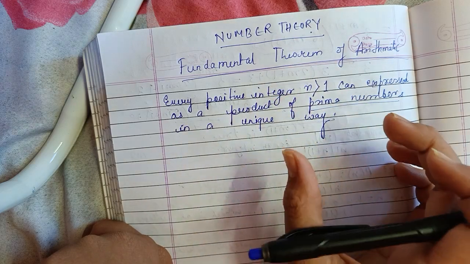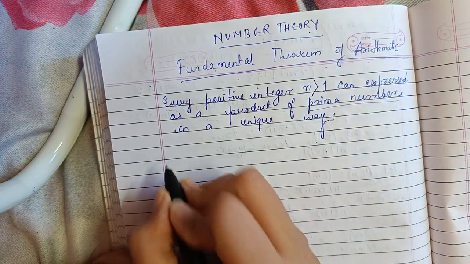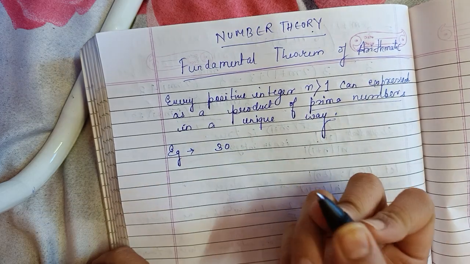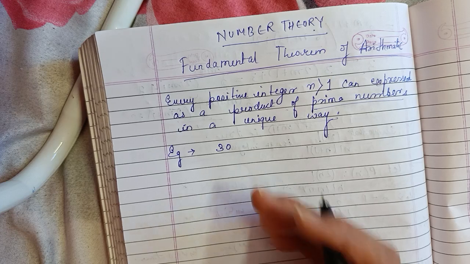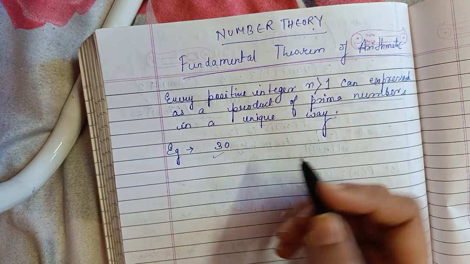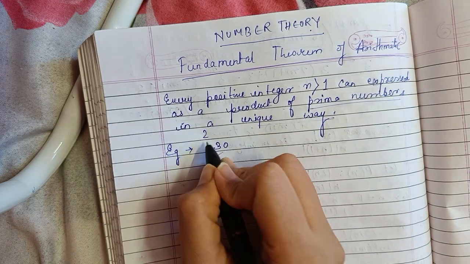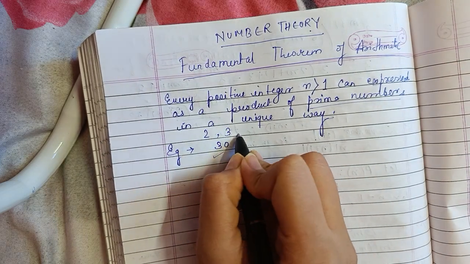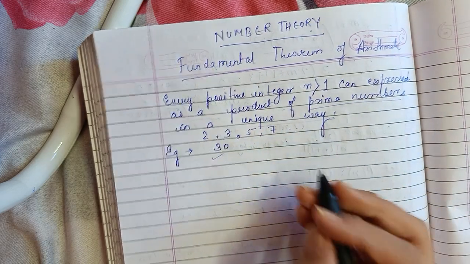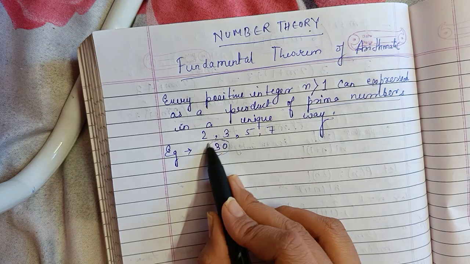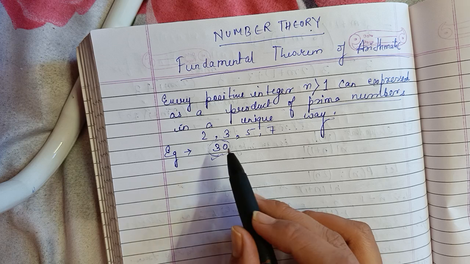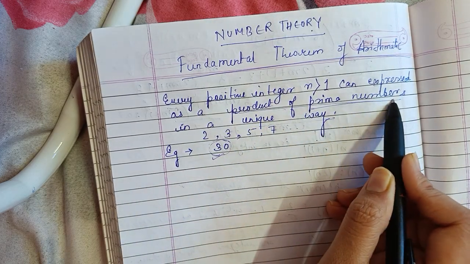Let's understand this with an example. Suppose the example is 30. Is this a prime number or a composite number? This is a composite number. Let's take 2: 2 is a prime number. 3 is a prime number. 5 is a prime number. 7 is a prime number. But what if I say 30? 30 is not a prime number, but it can be expressed as a product of prime numbers.